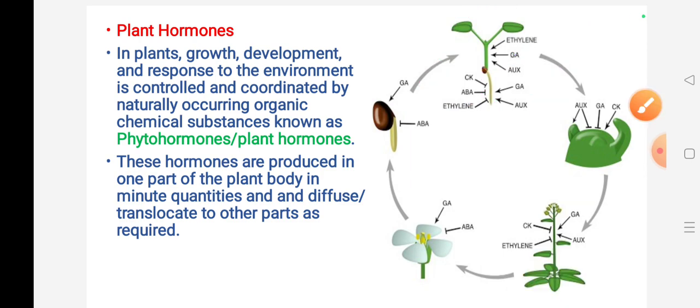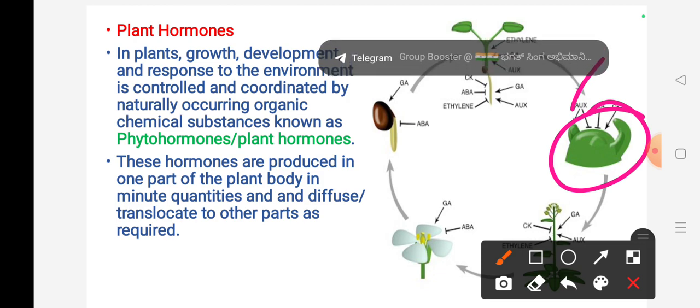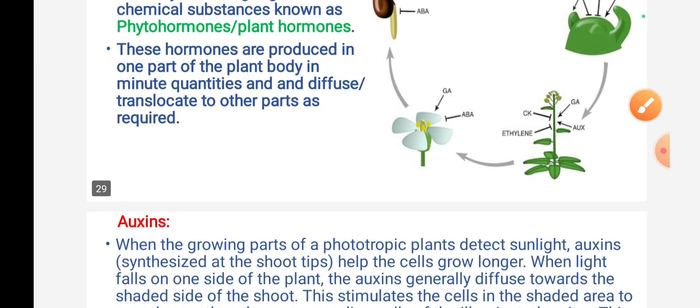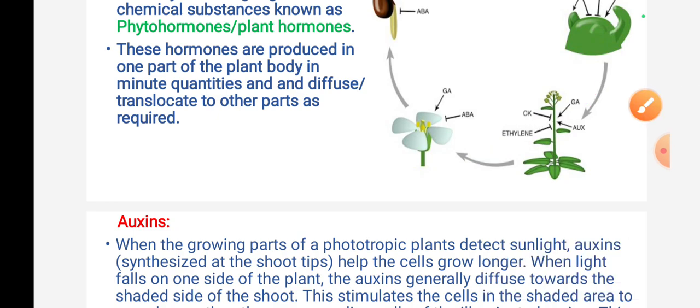They are secreted here. Then in a newborn plant, auxin is secreted in a large amount. Then other chemicals are also secreted. Then whenever the plant has grown, auxin and gibberellin are secreted here, auxin is secreted in the shoot system, cytokinin is secreted, and ethylene to ripen the fruits is also secreted.